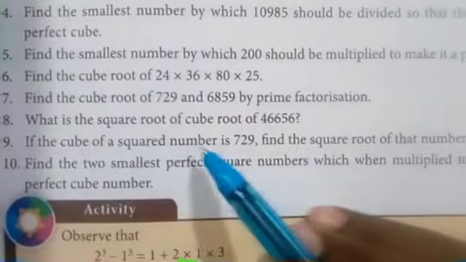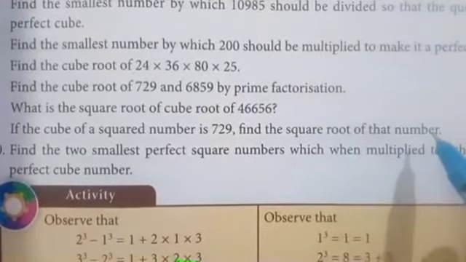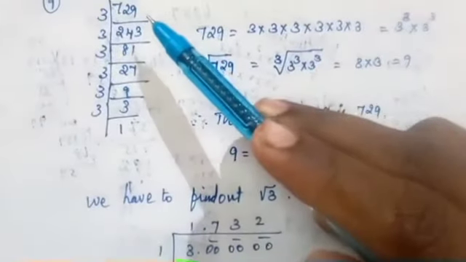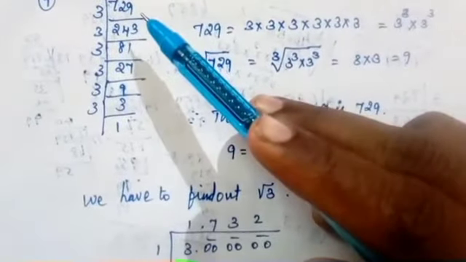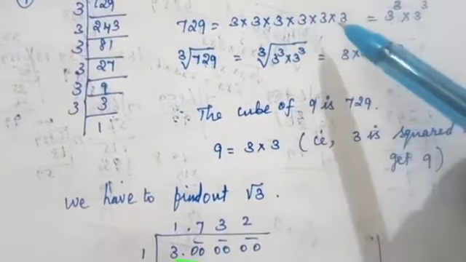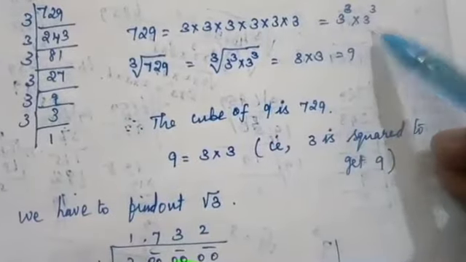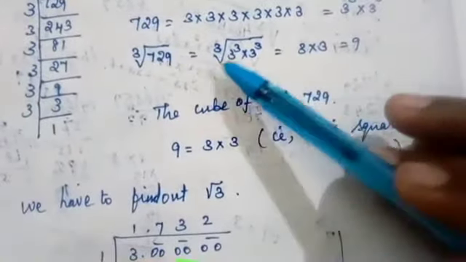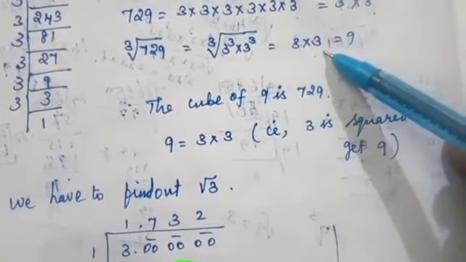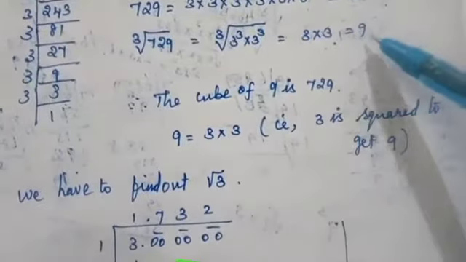Ninth question: if the cube of a squared number is 729, find the square root of the number. First you have to find the prime factorization for 729. Then you write the prime factors and make it a cubic number, that is 3 cube into 3 cube. So the cube root of 729 is the cube root of 3 cube into 3 cube, that is 3 into 3. How is it 3 into 3? The cube root and cube cancel. So 3 3s are 9.